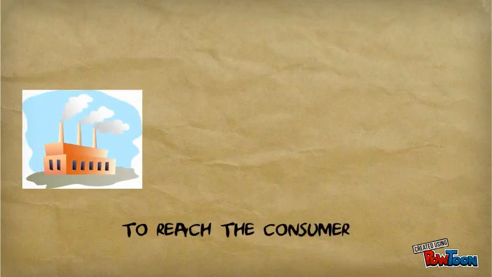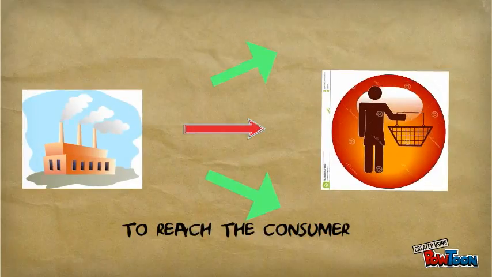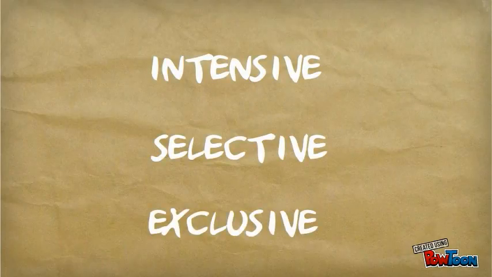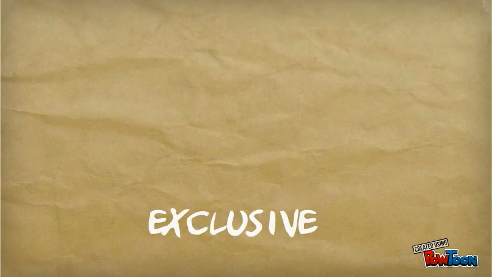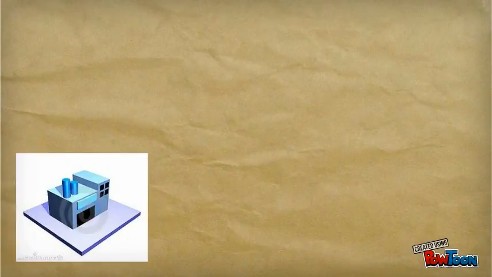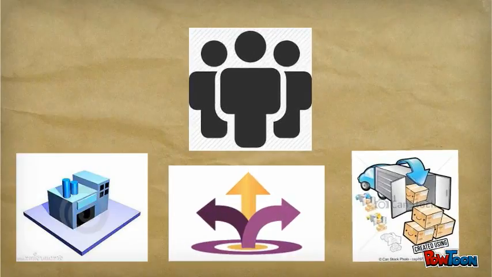Now let us understand this. When the products are produced in the factory, they are taken to the end user through some channels to reach the consumers. This is what you call the distribution system, namely intensive, selective, and exclusive. So, what is a distribution system? It is a system to carry goods from producer or manufacturer to an end user by using paths or channels.